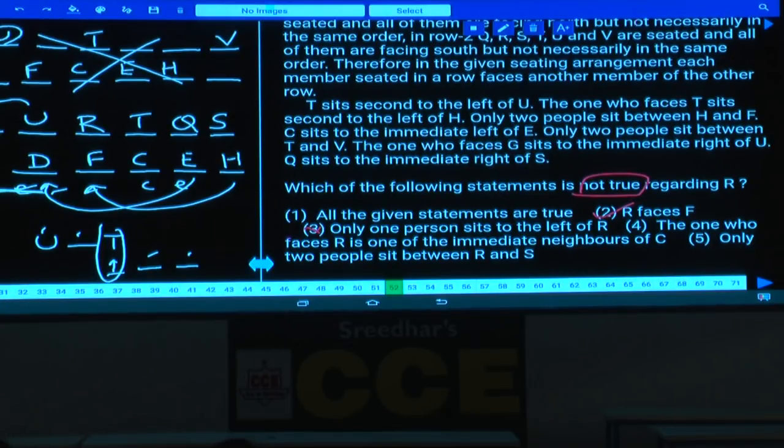As this is true, now we are left with either choice 1 or choice 2. Now in choice 1, what is given here? All the given statements are true. That means at least one of the statements must be false. If you prove at least one statement is false, choice 1 cannot be your answer. And for that, there is no need to check all the given choices.